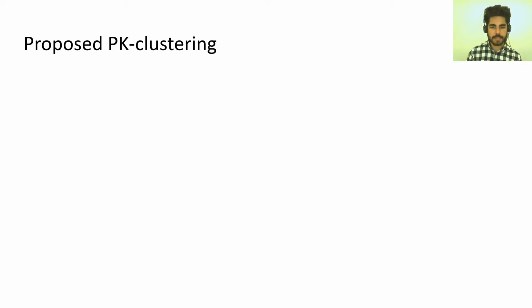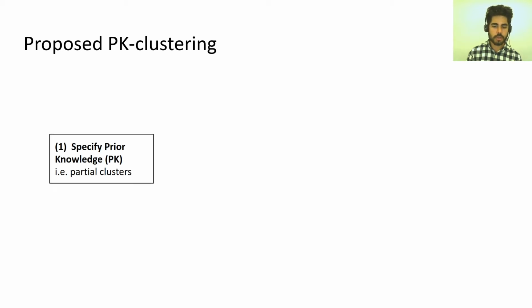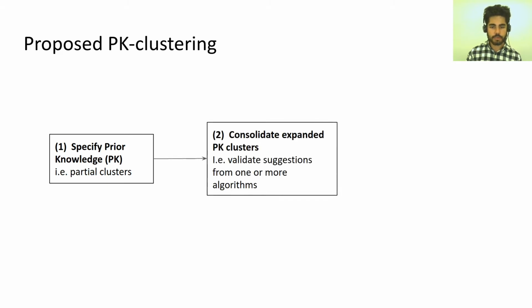We propose PK clustering, a new way of doing graph clustering in mixed initiative setting, which aims to give more control to the user in the analysis loop. First, users specify some prior knowledge. Then, they consolidate the expanded prior knowledge clusters with the suggestions of one or more algorithms. Finally, they can consolidate extra clusters suggested by the system. Let's look at the demo.